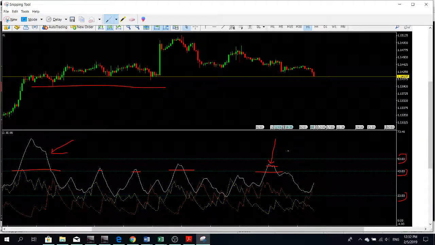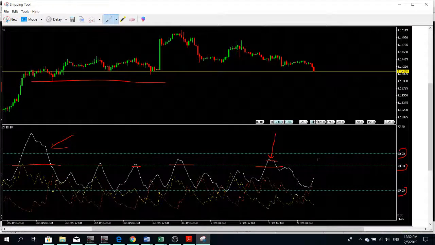There is no sign of the direction of the trend. It just shows you how your trend is weak or powerful.